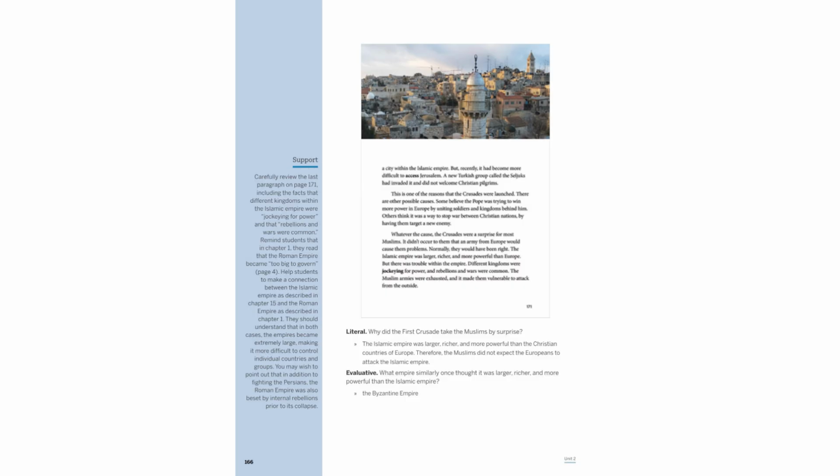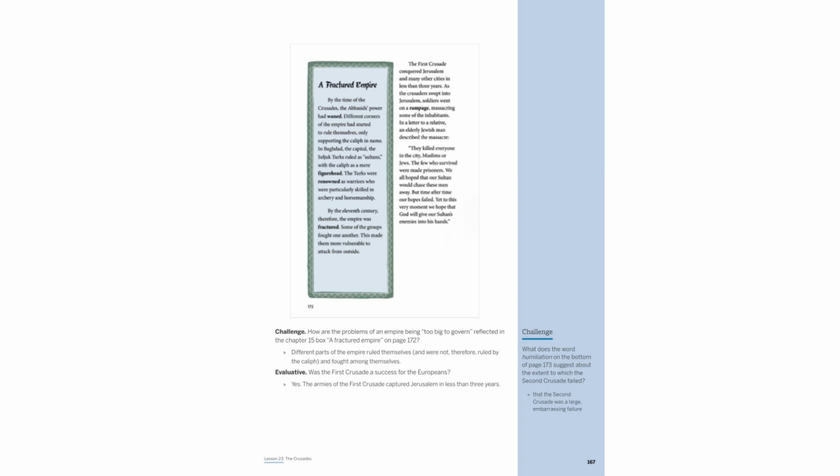Both the Islamic and Roman empires faced internal strife and governance challenges due to their immense size, leading to difficulties in maintaining control. The First Crusade was a success for Europeans, capturing Jerusalem swiftly. However, the Second Crusade ended in humiliation, highlighting the challenges of governing a vast empire. Different regions operated independently, often clashing, reflecting the difficulties of maintaining control over expansive territories.